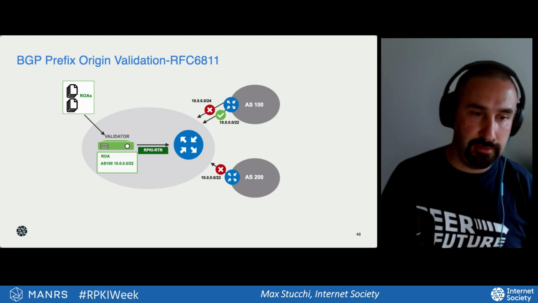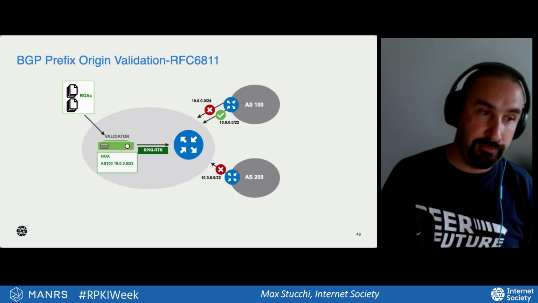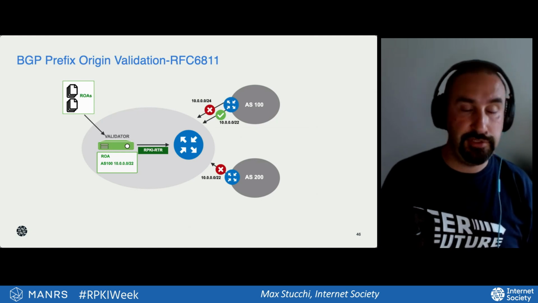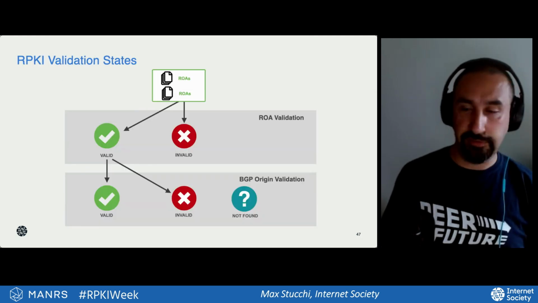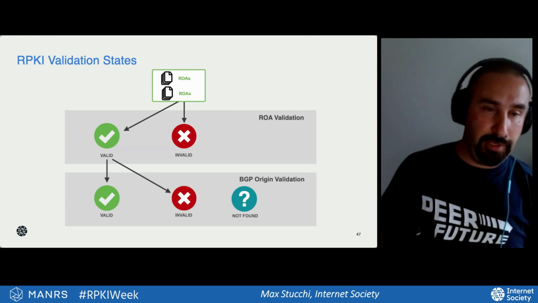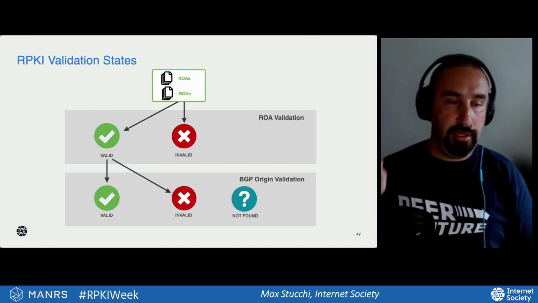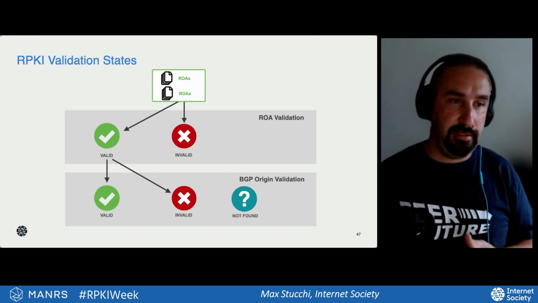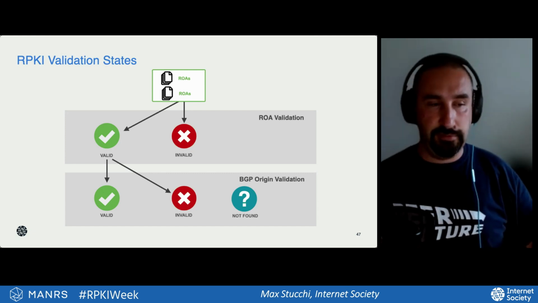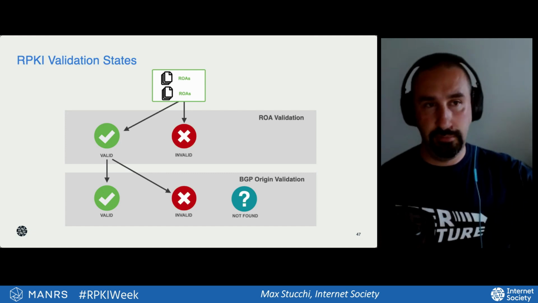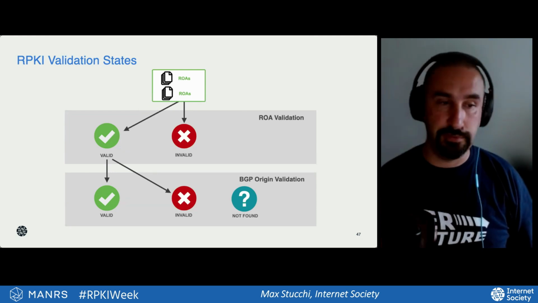And the same happens when AS200 tries to announce something. The AS doesn't match the one that's in the ROA. So that BGP announcement also should show up as invalid. So how does this whole system work? Remember, we have two stages. One is ROA validation, one is BGP origin validation. In the ROA validation, we just look at the chain of trust, and then we have valid ROAs and invalid ROAs. The valid ROAs get published into the validated cache, so they get to the routers. The invalid ROAs, they don't.